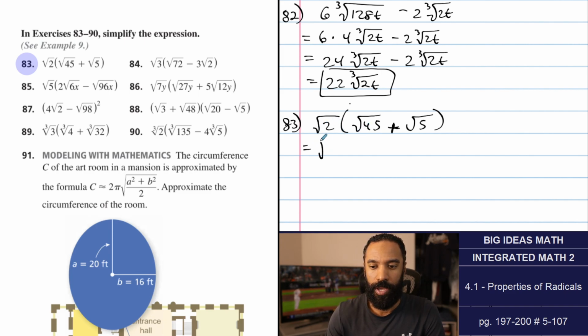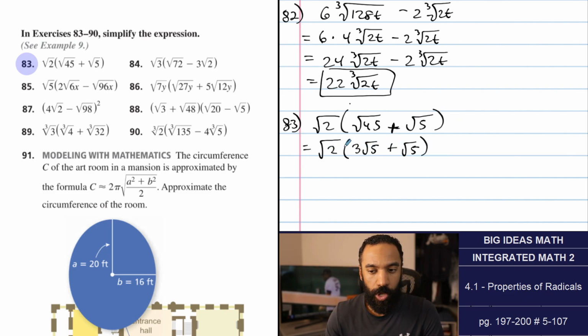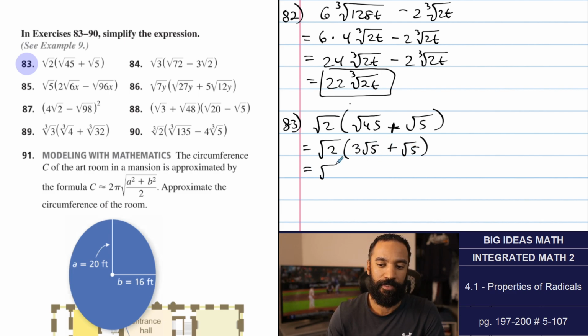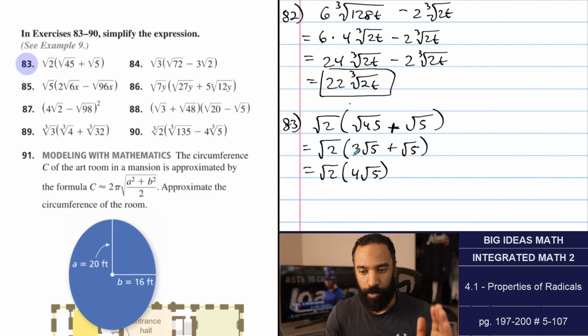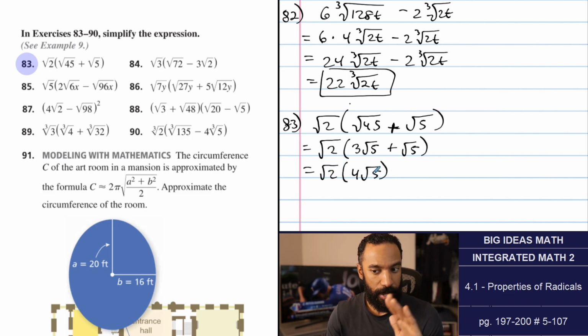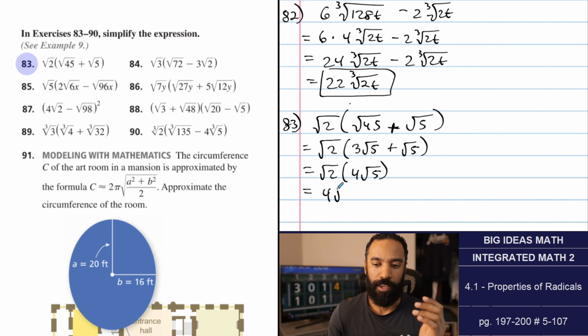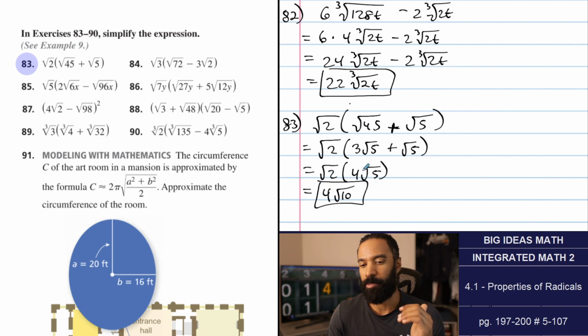So what I'm going to do is simplify root 45 into 3 root 5. That's root 9 times root 5. And look what's going to happen. I didn't plan for this. Without distributing the root 2 first, I can combine this inside: 3 root 5 plus 1 root 5 is 4 root 5, a single term, which now allows me to multiply root 2 by 4 root 5. Root 2 times root 5 is root 10. So I get 4 root 10, which cannot simplify further.